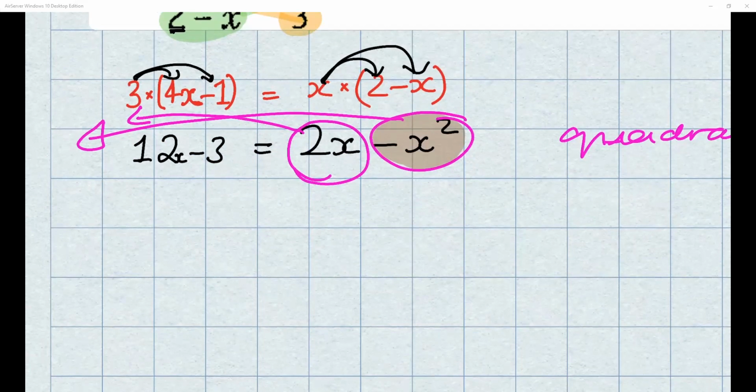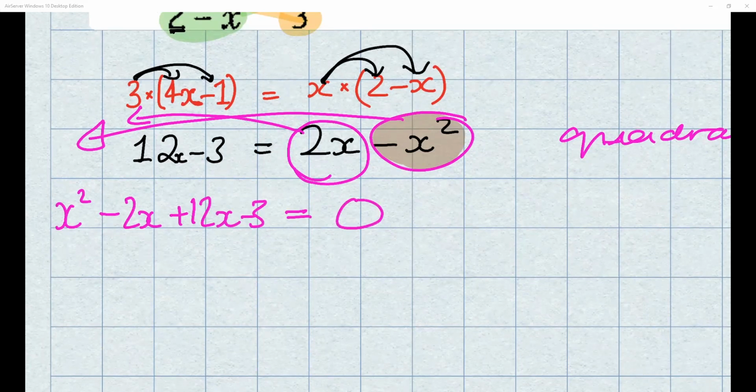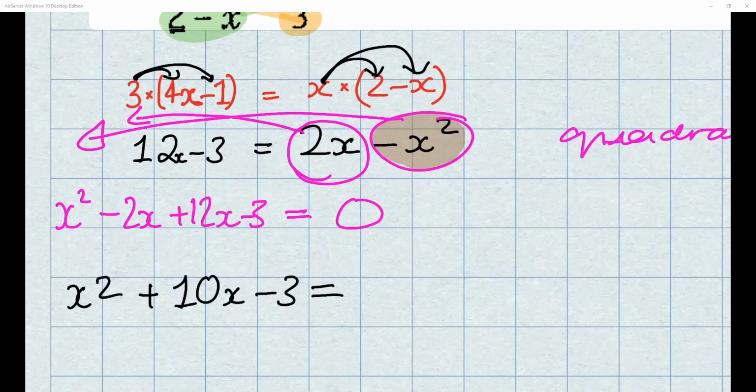So the minus x squared comes over, becomes a plus x squared. I don't need to write down the plus because it's assumed anyway. The plus 2x comes over, becomes a minus 2x. The 12x is already sitting there waiting for us. The minus 3 is already there for us. Okay, and then what's left on the right-hand side then? 0. Absolutely. Now can you simplify for me the left-hand side? X squared plus 10x minus 3 equals 0. Okay, lovely.